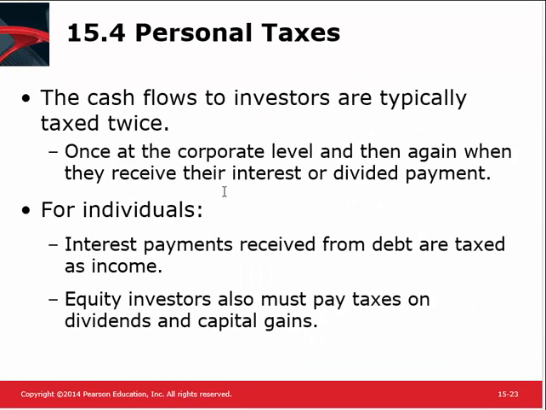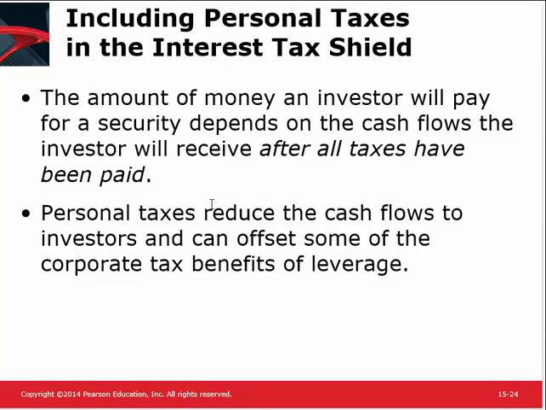The next step then is to say, well, wait a minute, there's something more than corporate taxes. What about personal taxes? The cash flows to investors are going to be taxed typically twice. Once at the corporate level and then once again at the dividend level. For individuals, interest payments are received from debtors and taxed as ordinary income, and equity investors pay two kinds of taxes: taxes on dividends and taxes on capital gains. So the amount of money an investor is going to pay depends on the cash flows they're going to receive after all the taxes have ultimately been paid. So personal taxes reduce the cash flows to investors. So they're going to offset some of this benefit that ultimately arises from the increase in leverage.